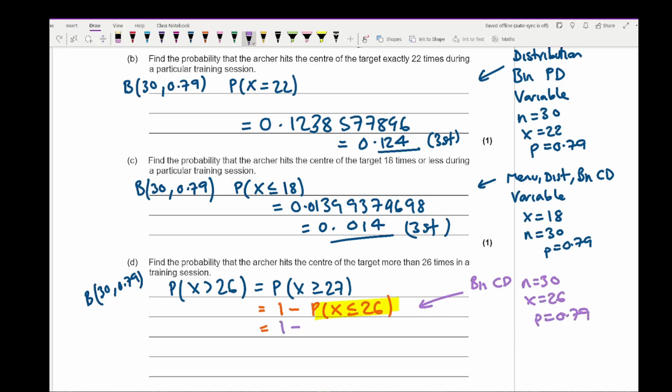We end up with 1 minus 0.9015596, which leaves me an answer of 0.0984404, which rounded gives me an answer of 0.0984, and that's to 3 significant figures.